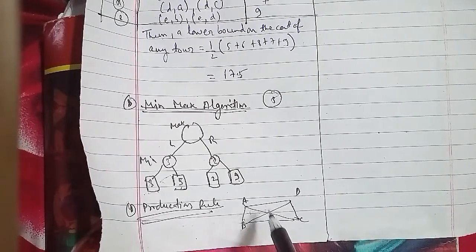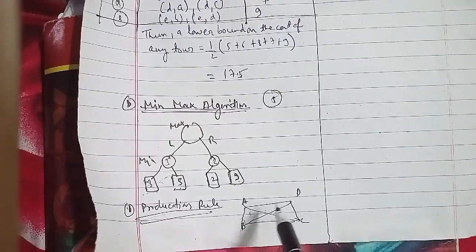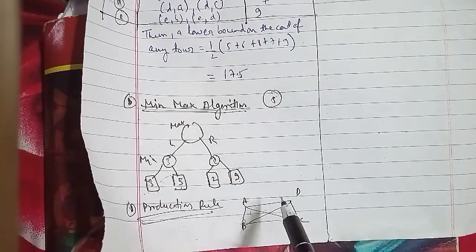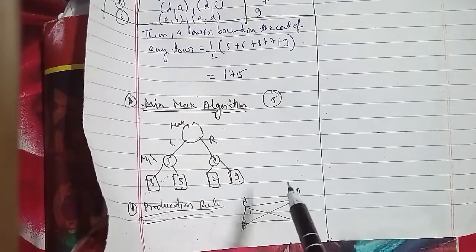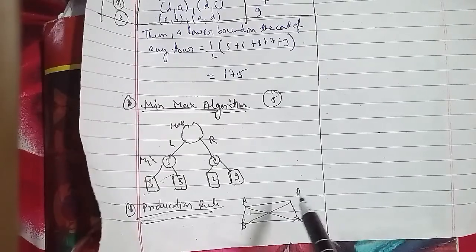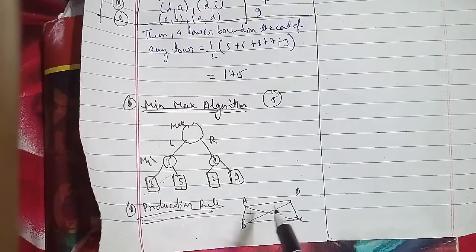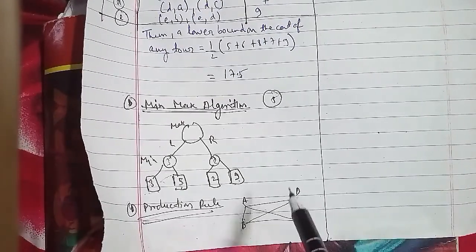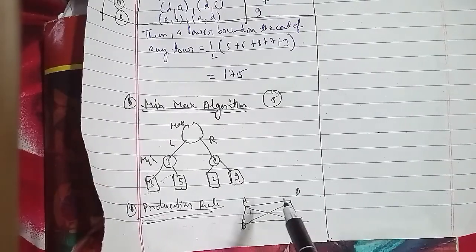If A and C are visited and B is the third city, then the salesman will visit D. And if A and D are visited and B is the third city, then the salesman will visit city C. If A and B are visited and C is the third city, then the salesman will visit city B.